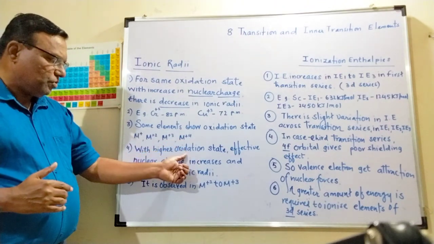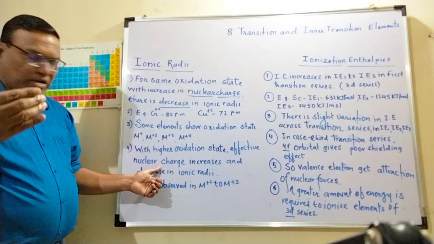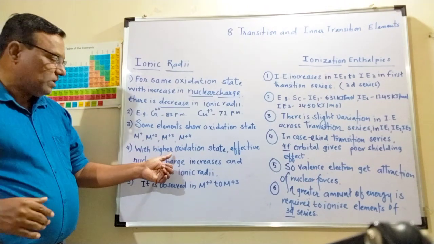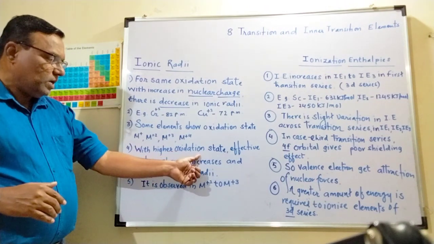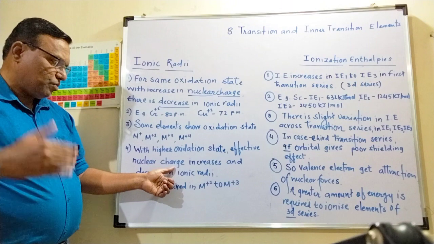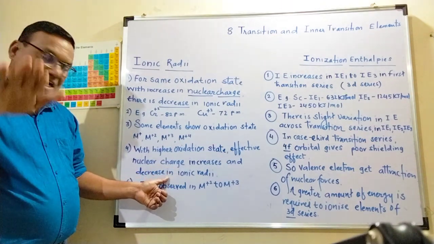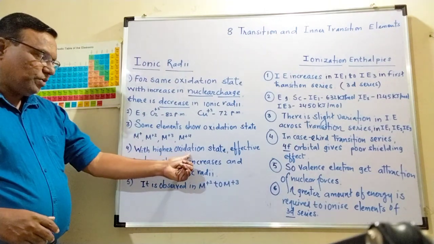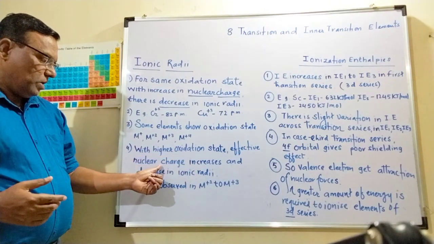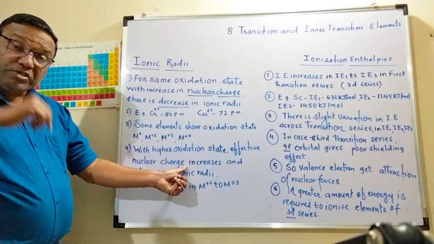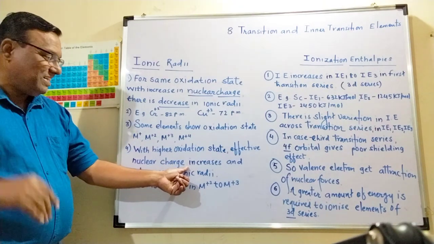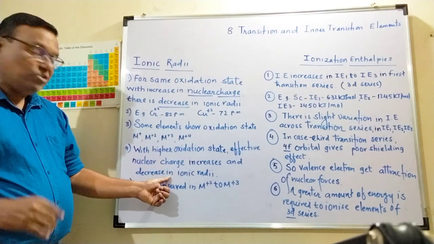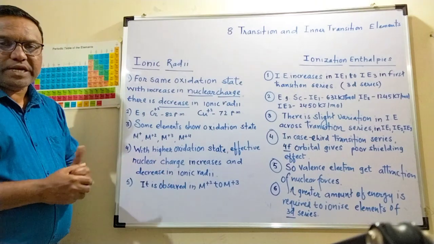With the higher oxidation state, effective nuclear charge increases. When we are considering the higher oxidation state, at that time effective nuclear charge increases and there is a decrease in the ionic radii. As a result of increased effective nuclear charge, there is a decrease in the ionic radii.